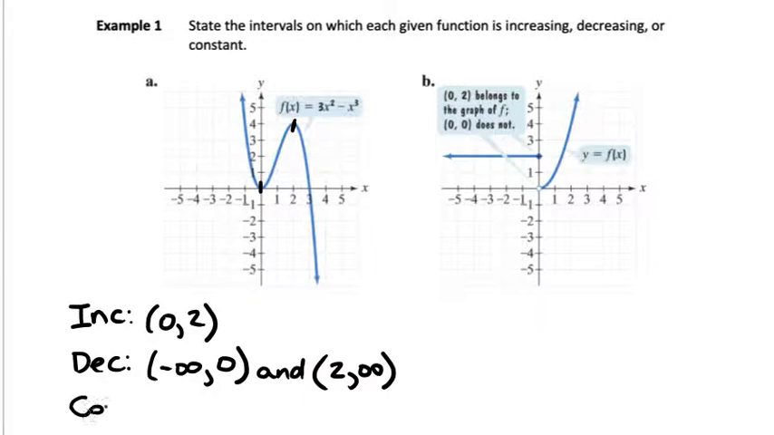Constant, there's no horizontal part of the graph here. And you'll see an option when you do the homework that there is no interval, and so that would be your selection for this one.